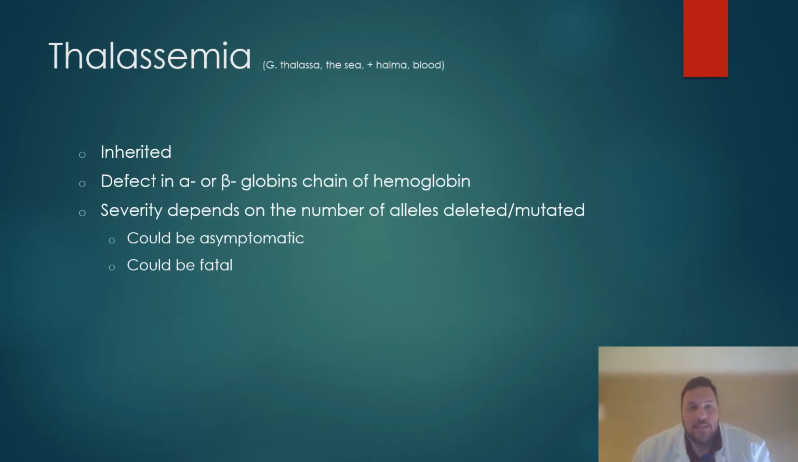All right, let's discuss thalassemia. Thalassa means the sea. It's from Greek origin. Hema, blood, and basically it's because people around the Mediterranean are most commonly seen to have thalassemia. Some people in the Middle East and India also have it, but mostly it's seen in Mediterranean and Jewish populations. It's inherited. It's a defect in the alpha or beta globin chains of hemoglobin. The severity depends on the number of alleles deleted or mutated. It's completely dependent on the mutation. If you have more alleles that are deleted or mutated, you're going to have a worst case scenario. In some cases, it's asymptomatic. In some cases, it's fatal. And we're about to go through those right now.